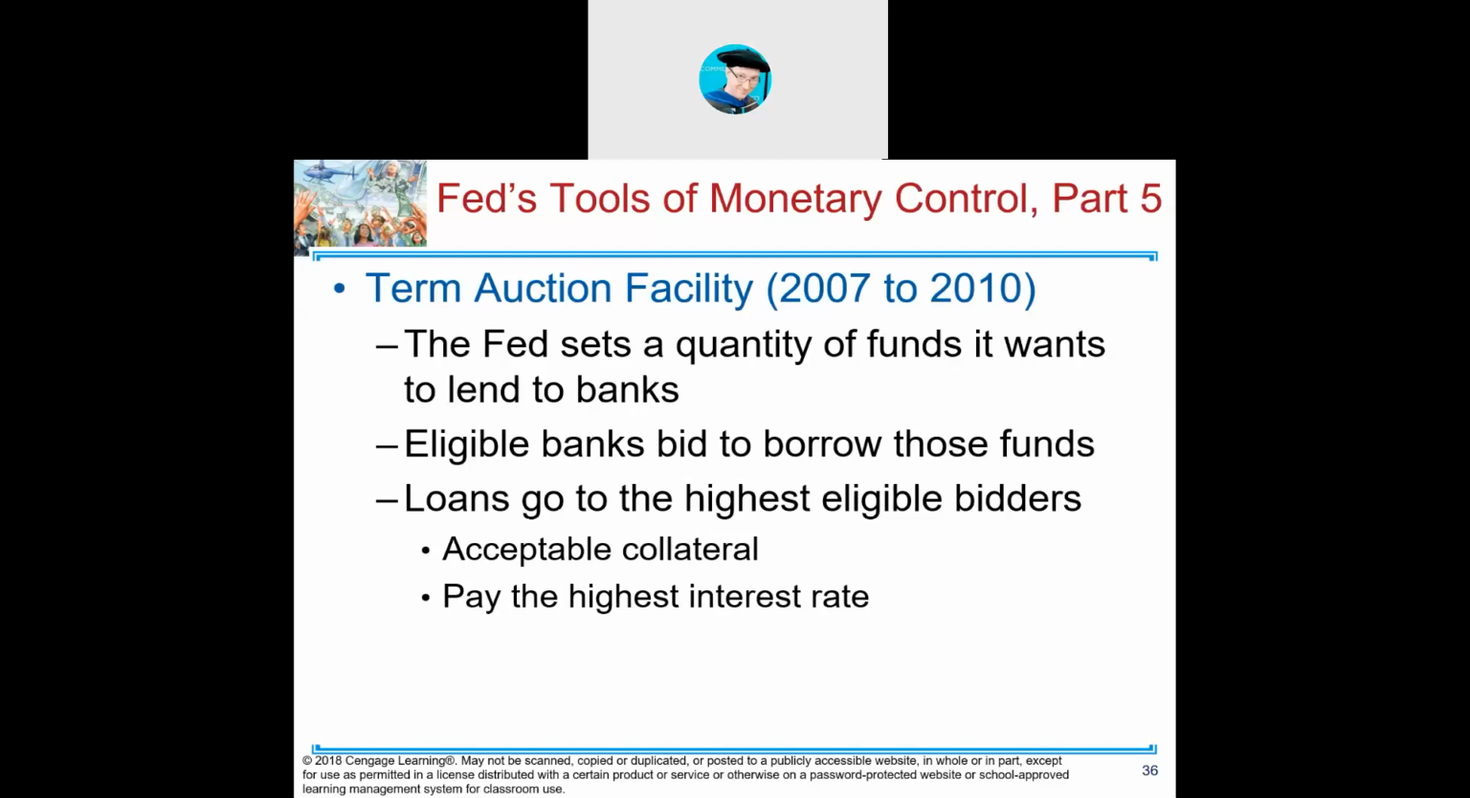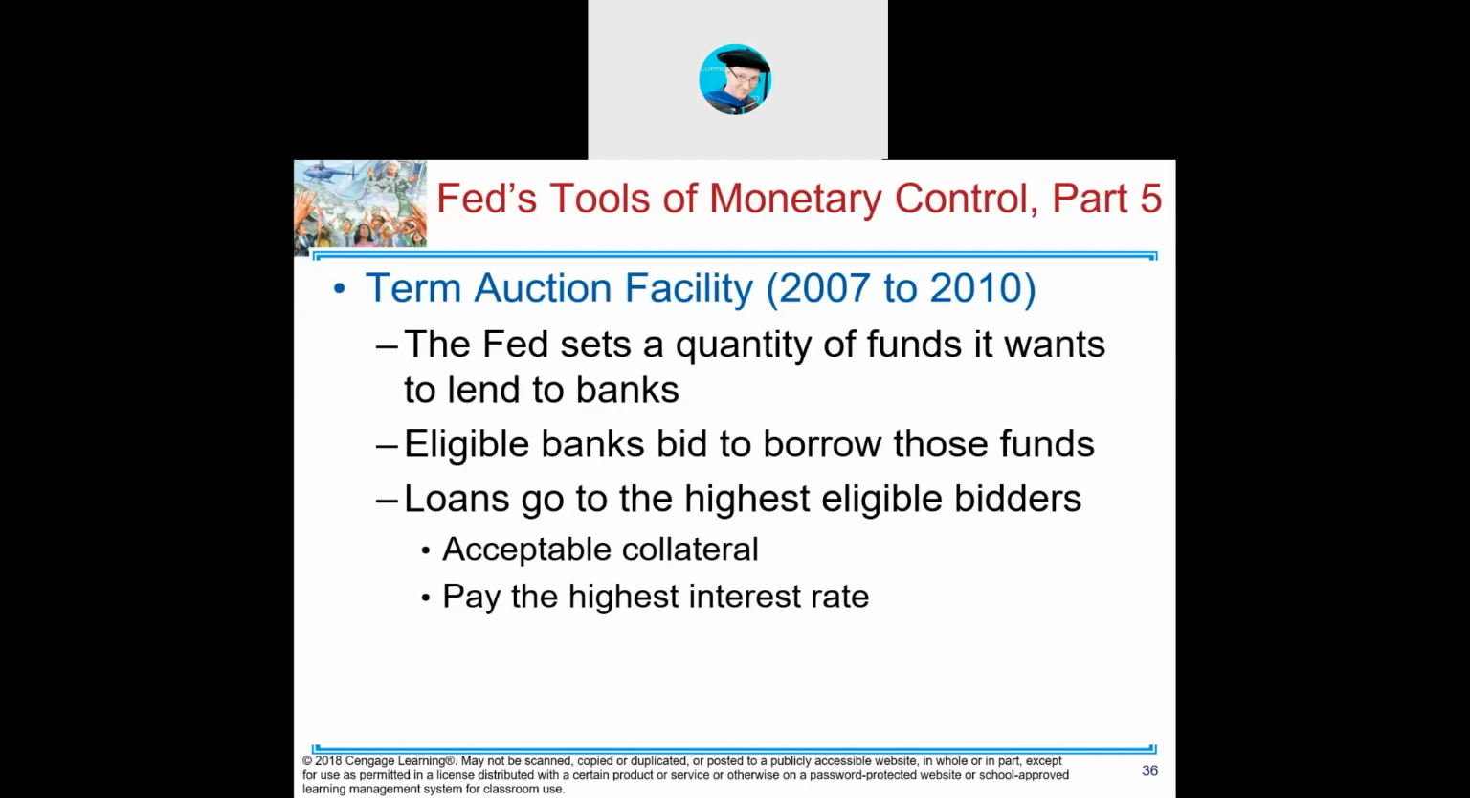Here's another term: auction facility. Auction. When you hear auction, think eBay. Kind of works the same way, right? Those of you who are old enough to know what eBay is. eBay is like a place where you can bid on goods. It's like an auction website. So the Fed has something similar. It's called an auction facility. It ran from 2007 to 2010. In my personal opinion, I don't think it worked out well, but that's just me.